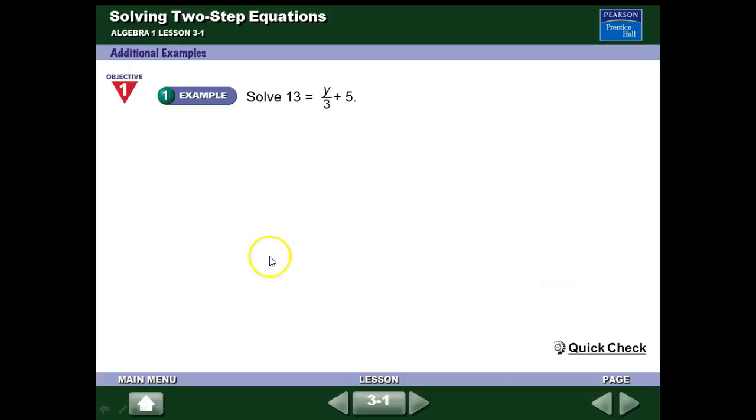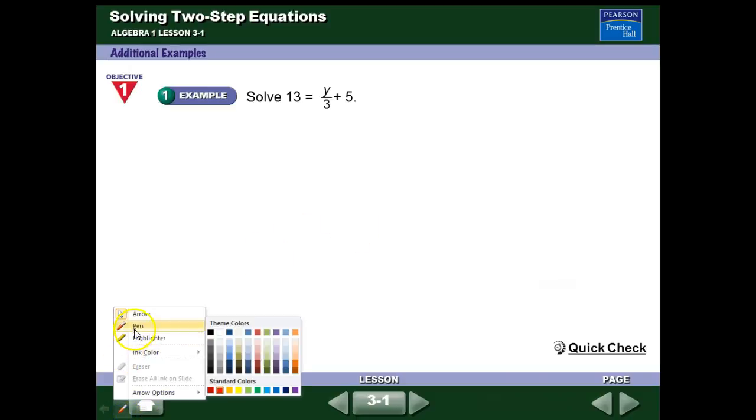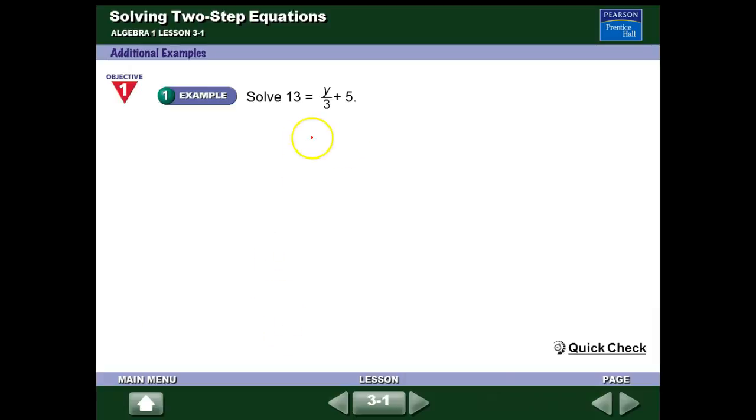First thing we're going to do here when you start solving equations is draw a line through the equal sign. So that's going to be my biggest ticket as you work through here. This will help you to make sure that whatever you do to one side of the equation, you're doing it to the other side.